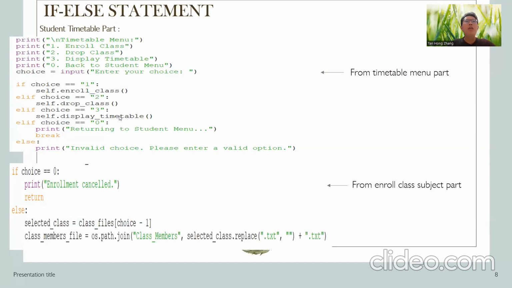So for if-else statements, we know that they involve one-way, two-way, and multi-way decision statements. For the first picture, we are showing the timetable menu part. The timetable menu part involves the multi-way decision, while the enrollment class subject part involves just the two-way decision statement, because two-way only uses if-else and multi-way uses if, elif, and else statements.